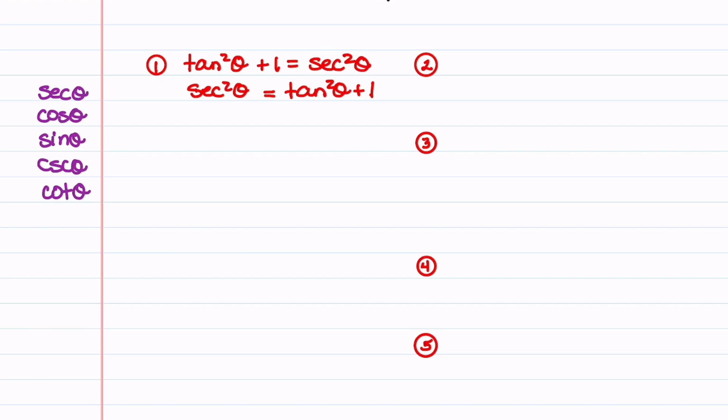I always tell students to write down the formula that you have memorized first in the way that you have it memorized, and then change it after that. We'll solve for secant theta, and we get secant theta is plus or minus the square root of tangent squared theta plus 1. We'll choose the negative square root since secant theta is 1 divided by cosine theta, and cosine theta is negative.